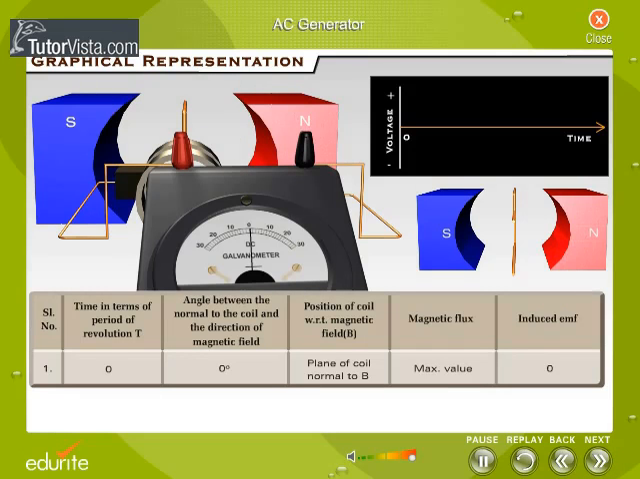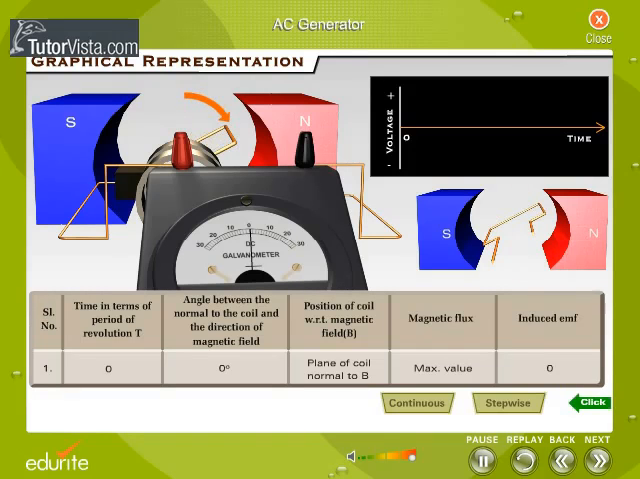Graphical representation. Observe the plot and the movement of the coil to understand the sinusoidal nature of the induced EMF.